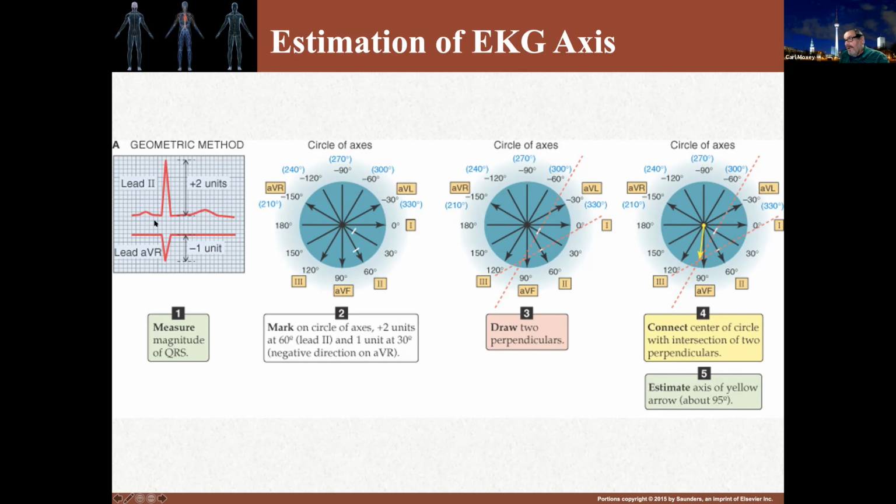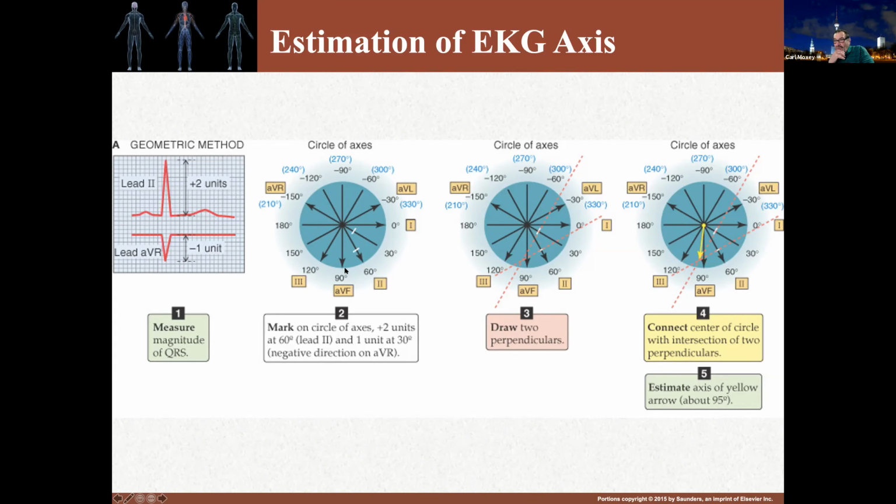Notice our AVR is pointing up here to minus 150. If this were positive in AVR, then we'd be marking it over here. But it's not positive in AVR, it's negative in AVR. So that means it's going to be over here. So now we've got our 2 tick marks.